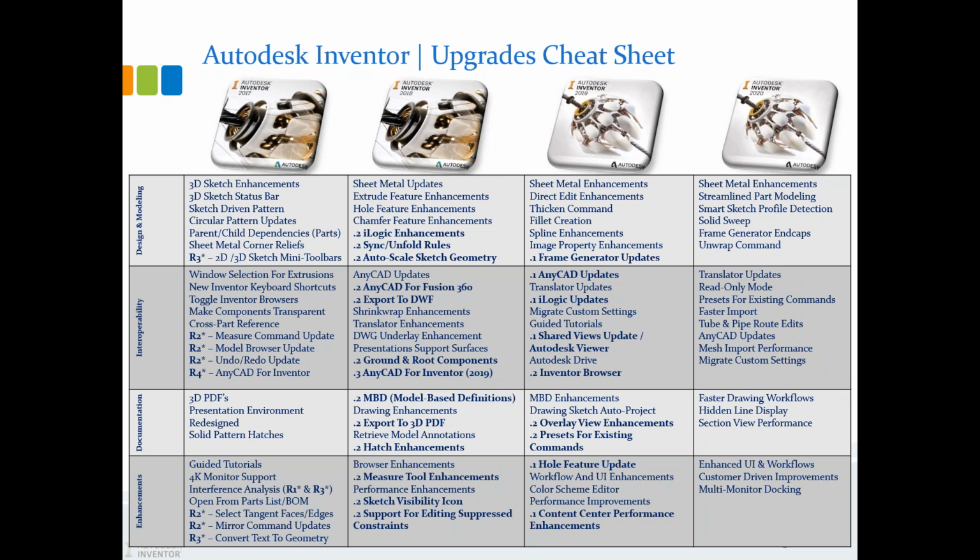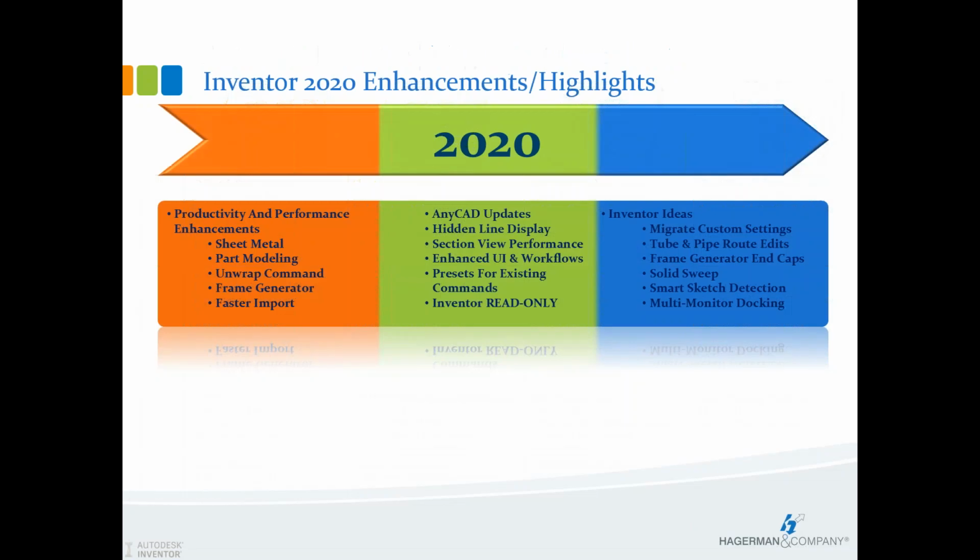Then 2020 comes out, and I've broken this out into 2 areas: productivity and performance enhancements, as well as the Inventor Ideas enhancements that have been added to the software. From the sheet metal side, in part modeling, there is a new unwrap command where you can unwrap any surface, not just unflatten a sheet metal file, but unwrap any part file and see the flat area of that.